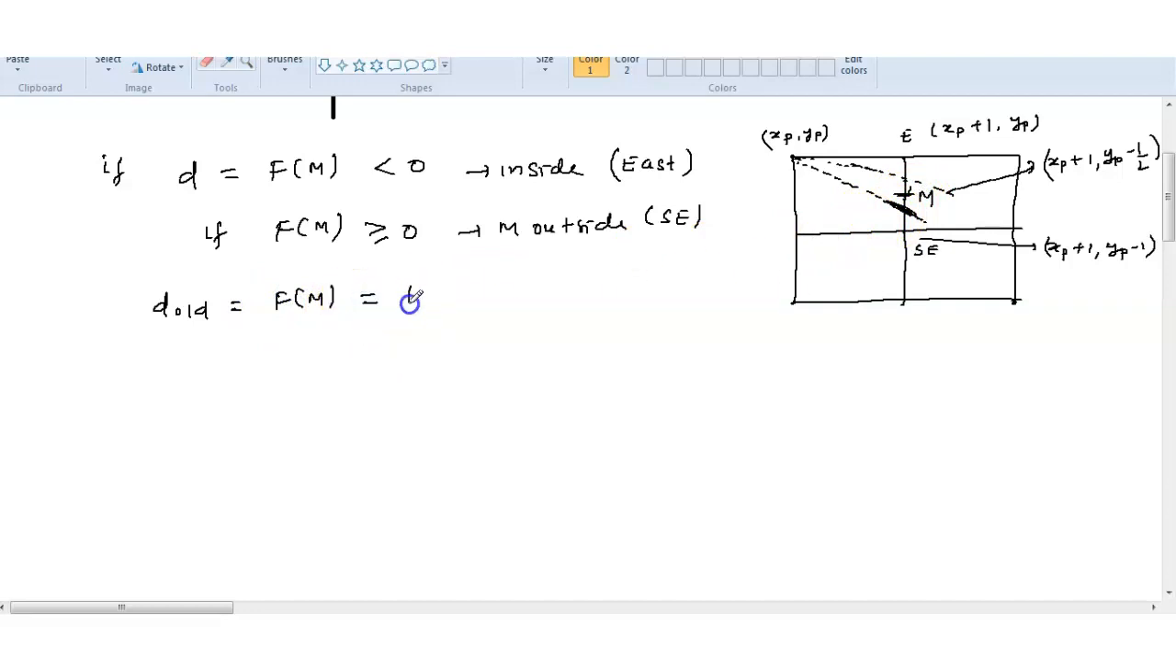So the coordinate of the middle point is xp plus 1 and yp minus half. We will substitute this coordinate in the equation of the circle, so we get xp plus 1 whole square plus yp minus half whole square minus r square. This is f of M.